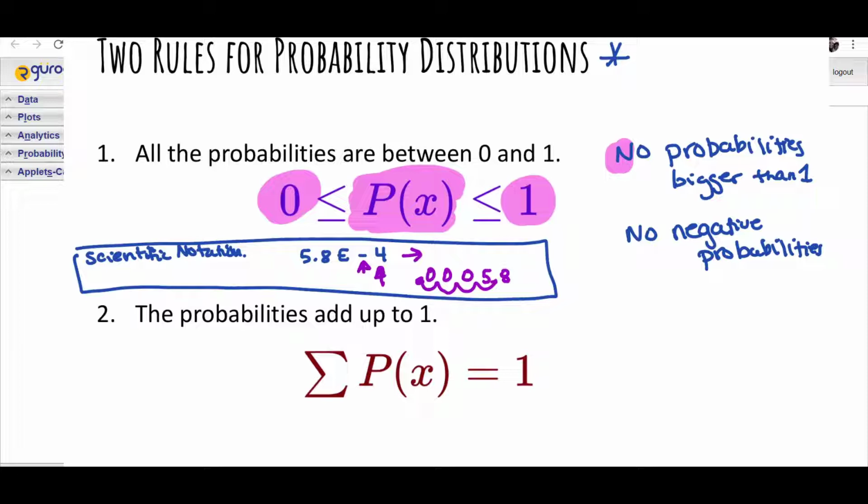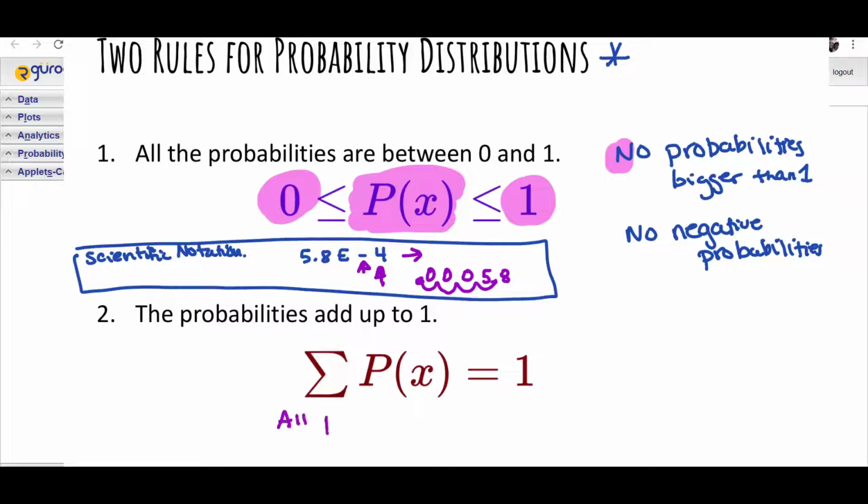So please remember that as you're going through homework and different assignments. If you get a probability that looks like it's bigger than 1, you can't have a probability bigger than 1, so definitely check to see if it's in scientific notation and convert it to regular notation.